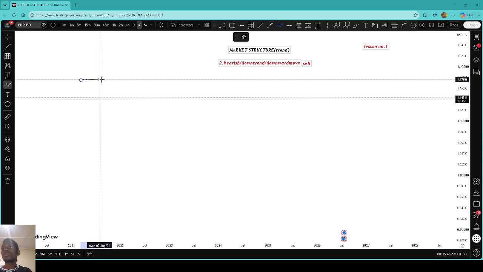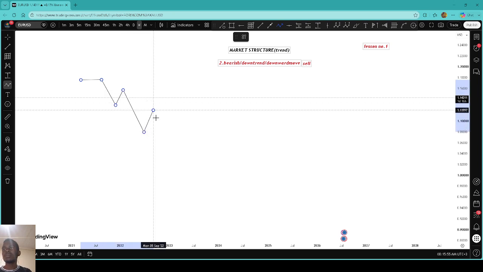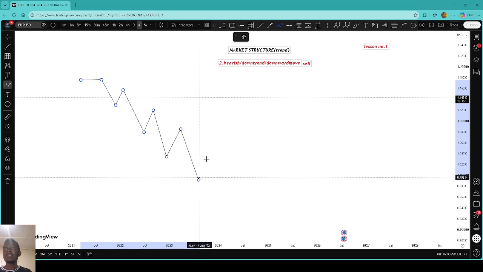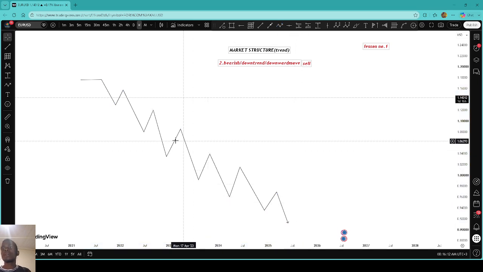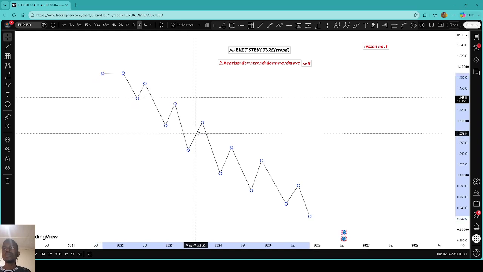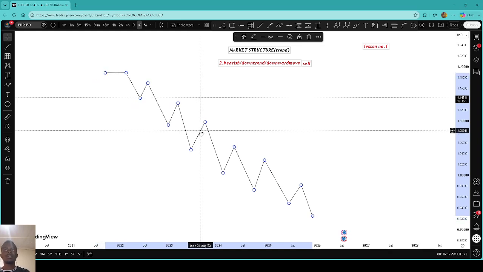Now, on this market, it's the opposite of the bullish market. Okay? So price starts from up, then comes down, then goes up, goes down, goes up, down, up, down, up, down, up. That way. So this is what price does.